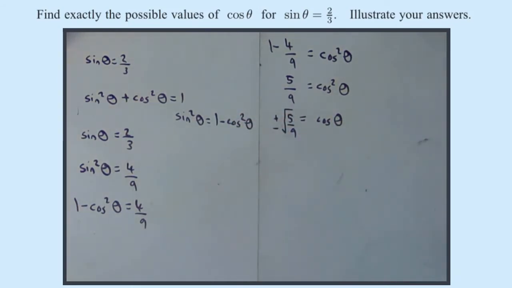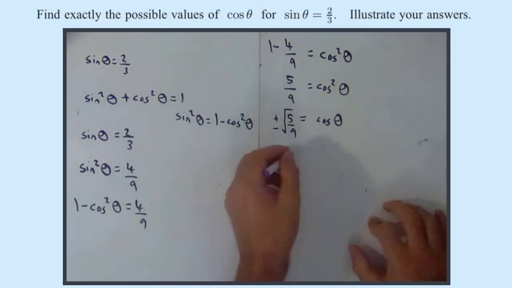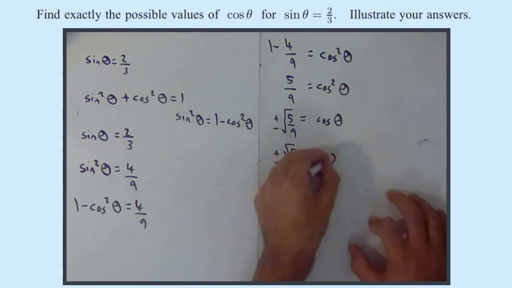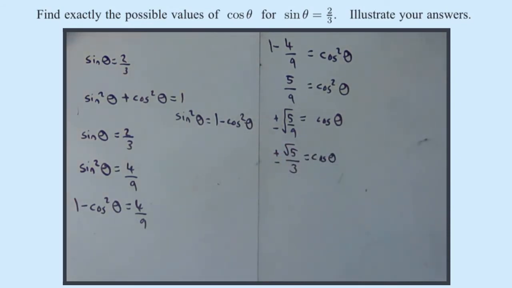And then you can simplify that. It's the square root of 5 over the square root of 9, which is root 5/3. So root 5/3, plus or minus, equals cos theta. Now, it talks about illustrating your answers. Now is a very good time to illustrate our answers.